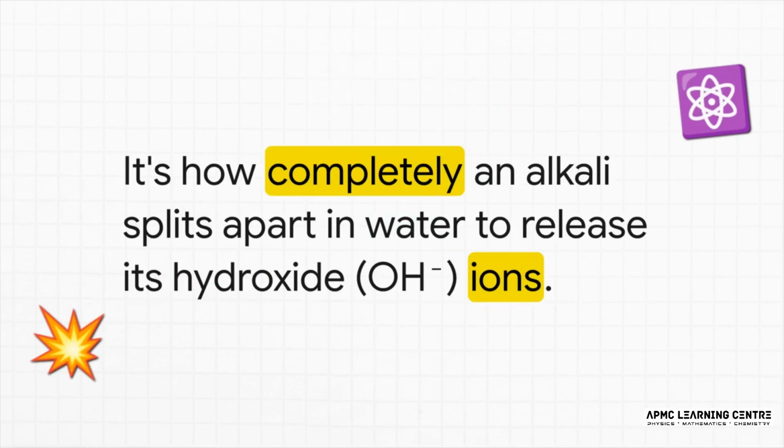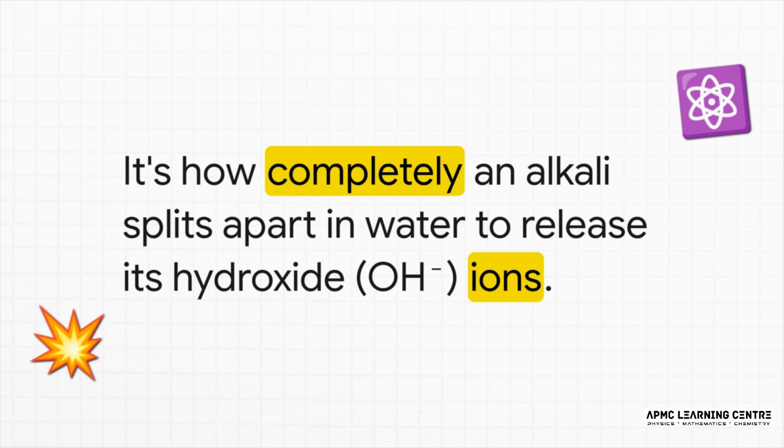Let's think about it this way. In chemistry, strength is all about how well something does its job. For an alkali, that job is releasing hydroxide ions. So, a strong alkali is one that's super efficient at breaking apart, or ionizing, in water. The more completely it splits apart and releases those OH- ions, the stronger it is.